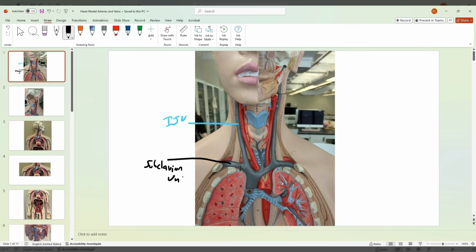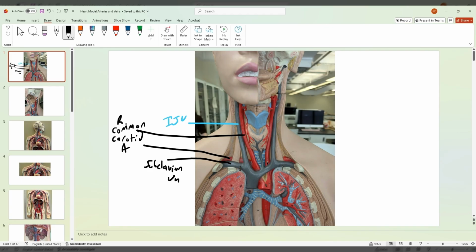That's the subclavian vein. That's the right subclavian vein. This is the right subclavian artery. Then if we look right here, this is the right common carotid artery. Well, if that's the right common carotid artery, this has to be the left common carotid artery. This is the left internal jugular vein.